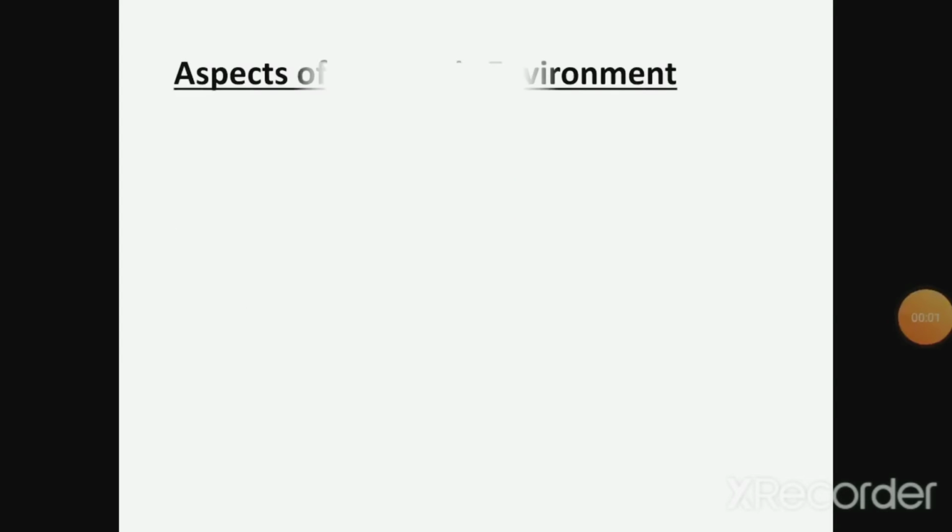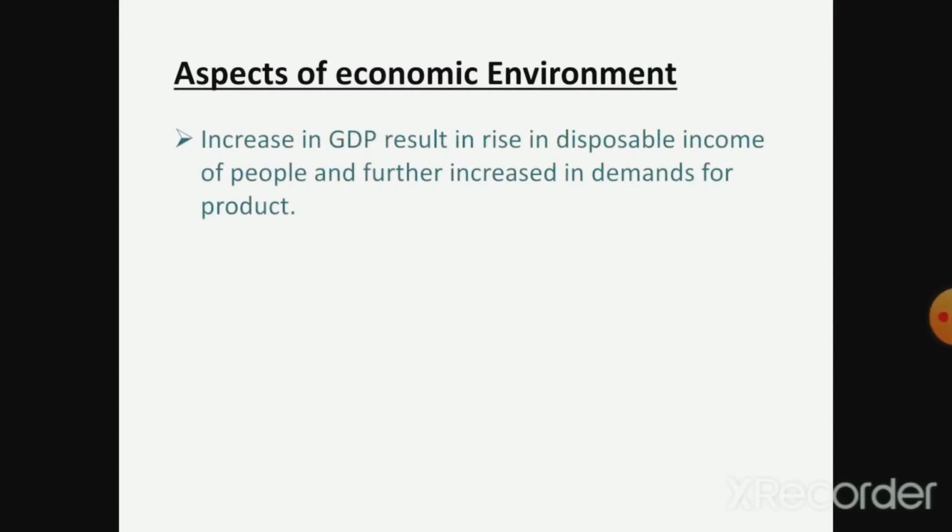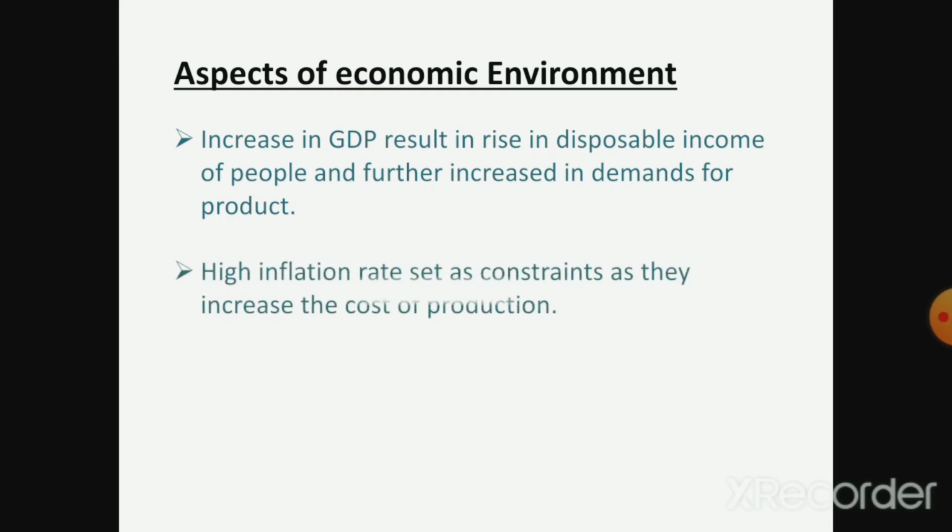Now, there are some aspects of economic environment. First is that an increase in GDP results in an increase in disposable income of people and a further increase in demand for the product, which means when GDP increases, the income of the people also increases, and with the increase in people's income, the demand for the product further increases. Second is that a high inflation rate acts as a constraint as it increases the cost of production.